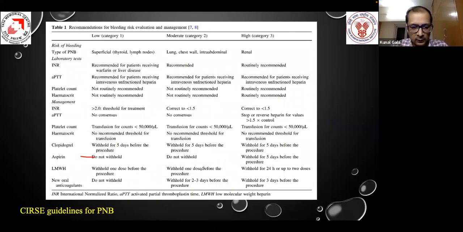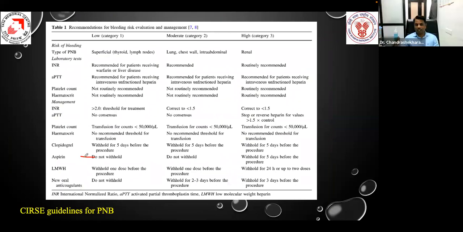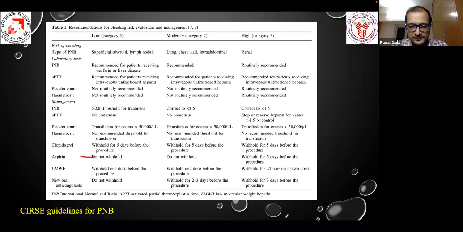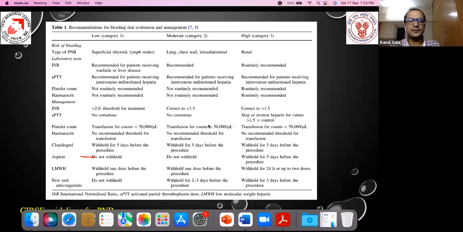On warfarin, it depends on the half-life, so we need to take care about the half-life.